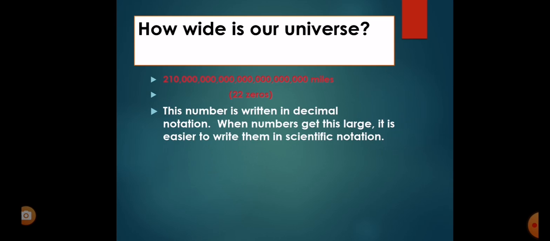Now come to the examples. How wide is our universe? In ordinary form, it is 21 with 22 zeros miles, an ordinary number which is very difficult to write and count. As this number is very large, it is easier to write it in scientific notation. So what will you do? You will revise the rules: move the decimal after the first non-zero digit. So the decimal has to cross the 22 zeros and the 1 digit.